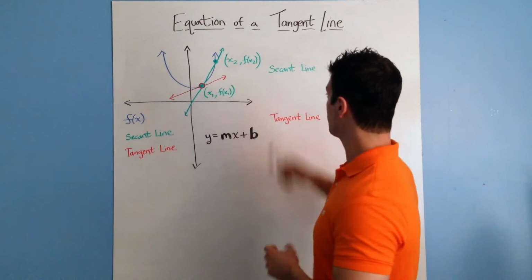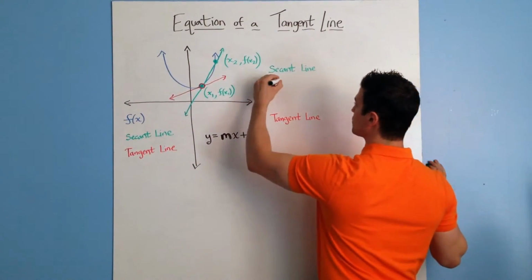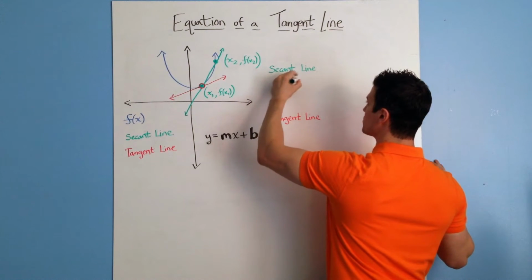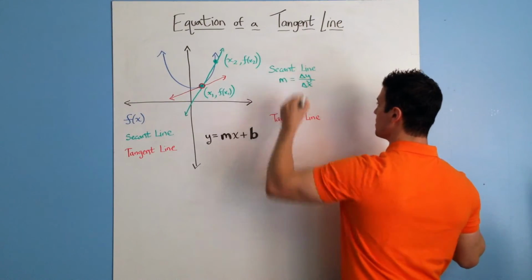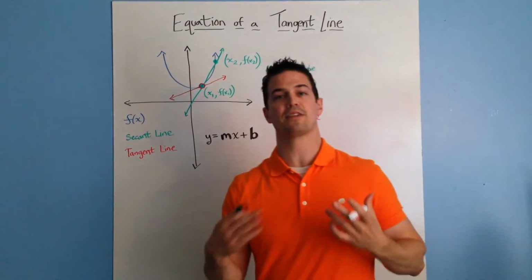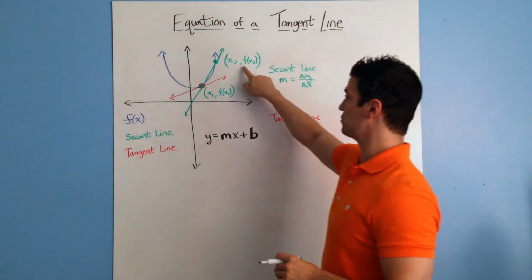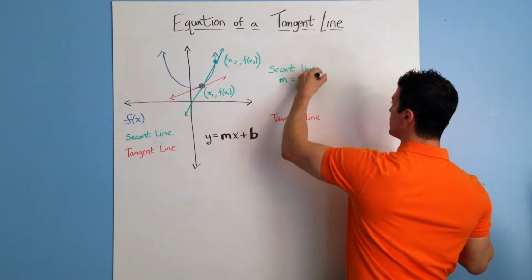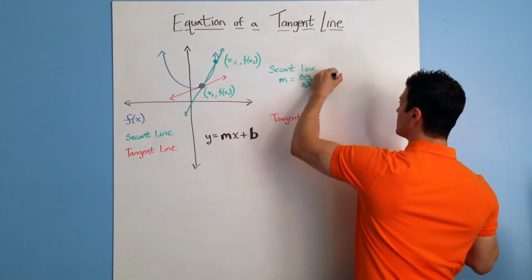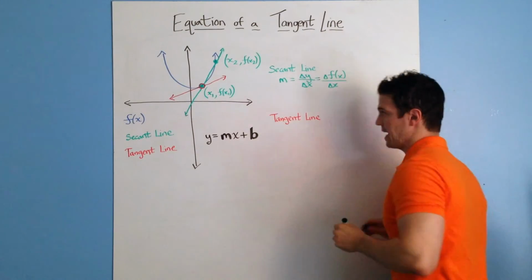Okay, so the first thing we're going to do is do it for the secant line. So y equals mx plus b. You should remember that m stands for slope, and to find the slope, you know that it's change in y over change in x. Okay, just to simplify this, I'm going to make everything in terms of x. So rather than using the y, I'm going to actually use the f of x instead. So our change in y becomes change in f of x over change in x.